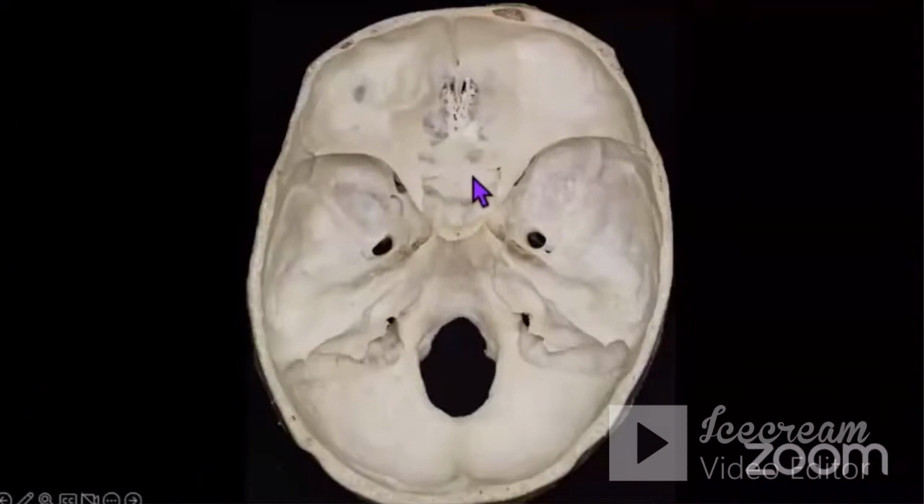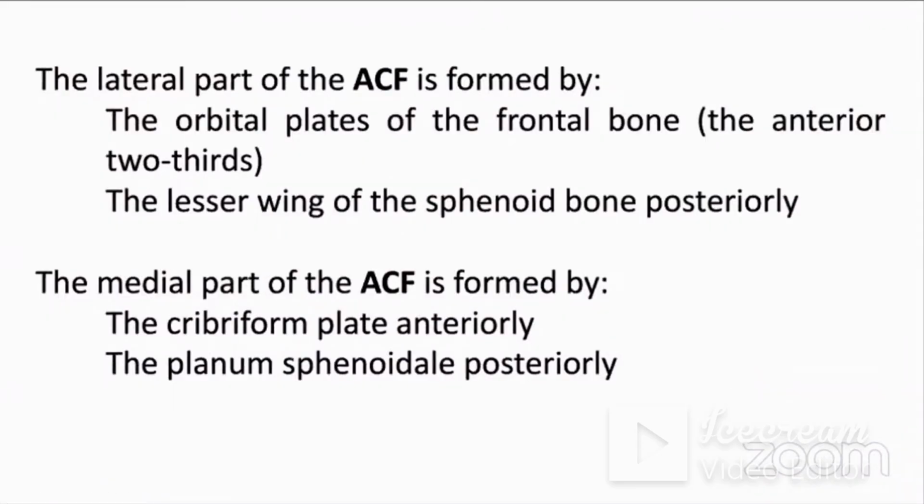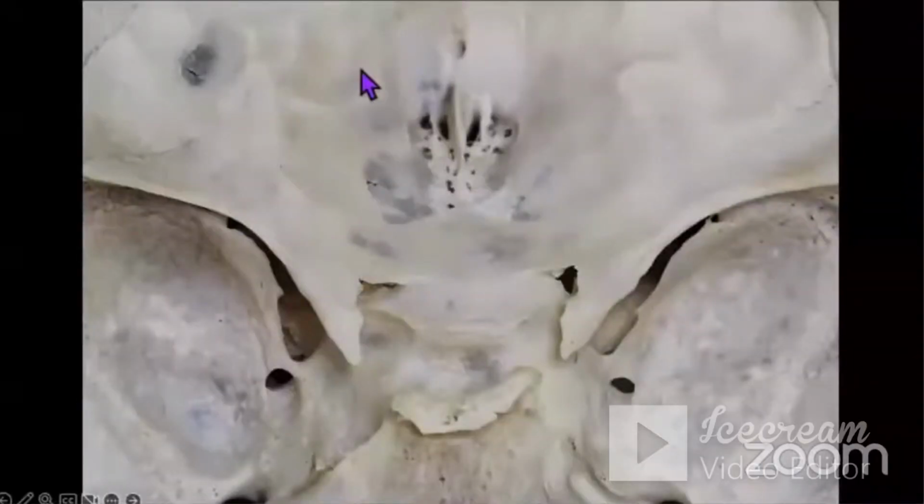by the sphenoidal limbus. The lateral part of the anterior cranial fossa is formed by the orbital plates of the frontal bone in the anterior two thirds and the lesser wing of the sphenoid bone posteriorly. In the medial part, we have the cribriform plate anteriorly and the planum sphenoidale posteriorly. So we can see here the orbital plates anteriorly and the lesser sphenoid wing posteriorly, laterally. And medially, we have the cribriform plate with the crista galli in the anterior portion, and in the posterior portion, we have the planum.